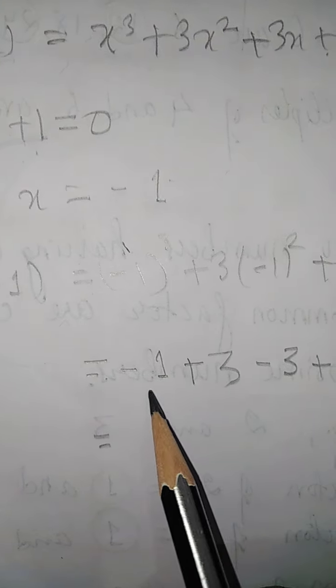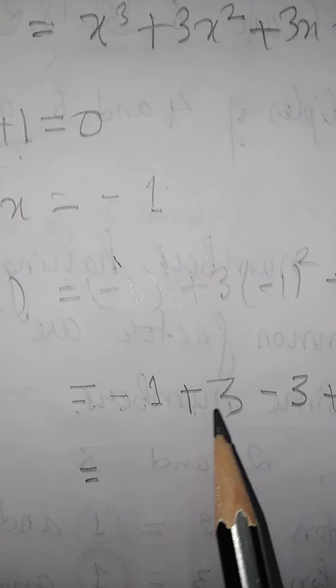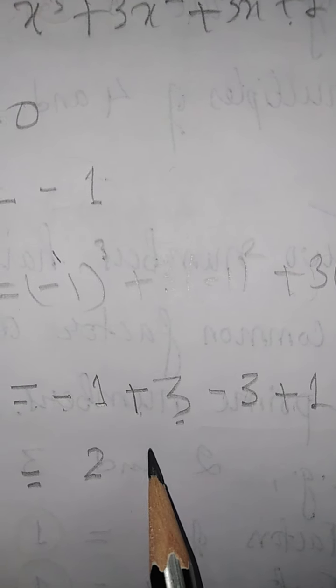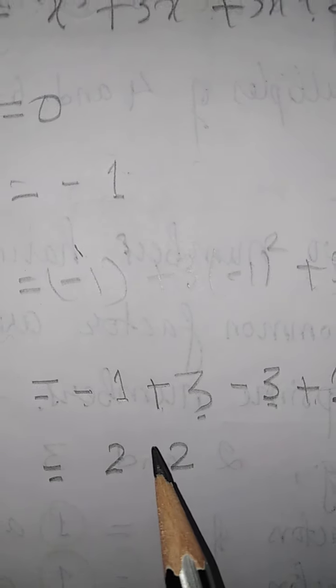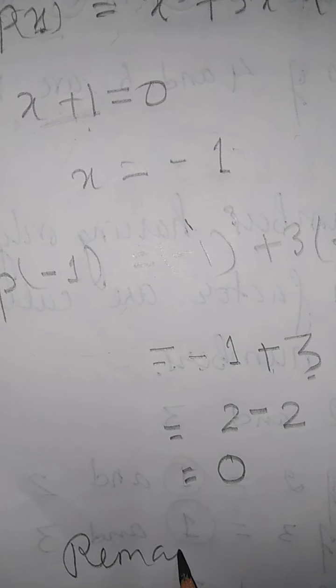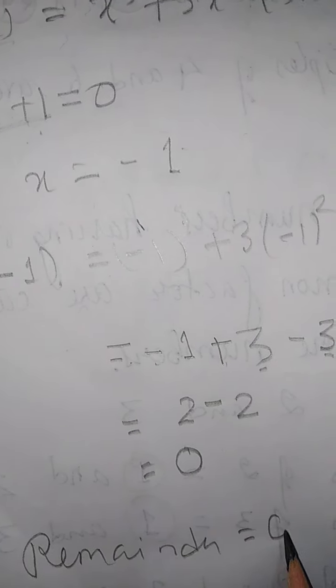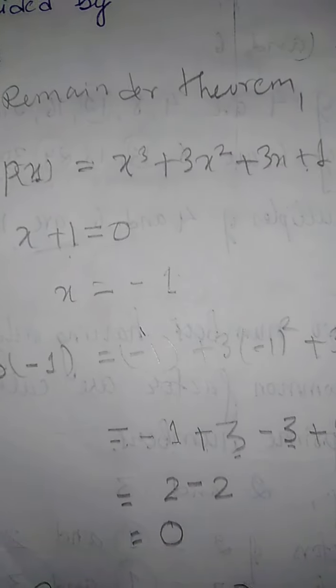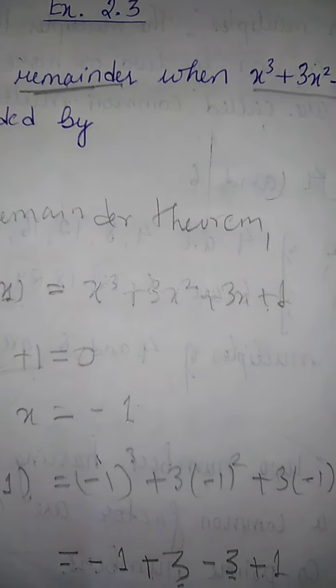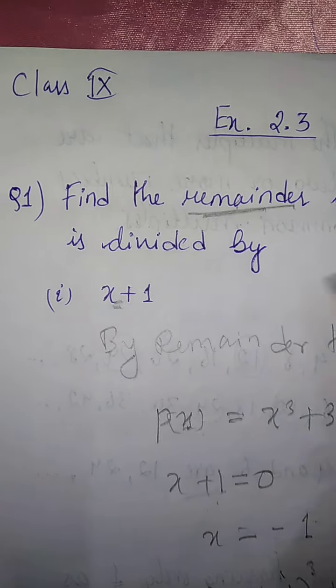Now this will be equal to minus plus minus. So 3 minus 1 is 2. Greater number is 3, and what is the sign of 3 here? Minus. Now what is 2 minus 2? 0. So here remainder is 0. Is it clear, students? This is how we find the remainder of the polynomial. Is it clear? So for the same question number 1, we have the second part.